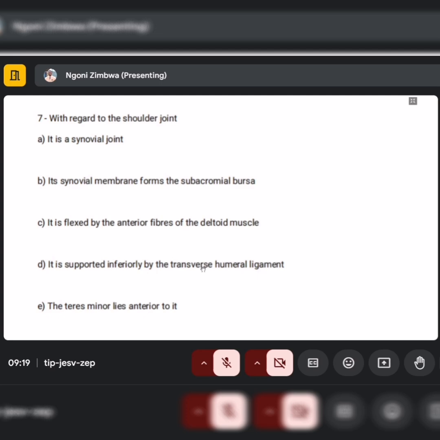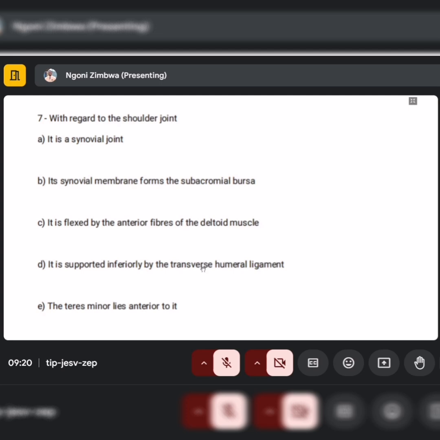D, it is supported inferiorly by the transverse humeral ligament. That is false. Inferiorly, it's always a must to know that the shoulder joint is deficient inferiorly. You understand? It's deficient inferiorly. That's why inferior dislocations are common. So this transverse humeral ligament, remember you have the bicipital or intertubercular sulcus, is the transverse ligament that converts that bicipital groove into a foramen for the long head of the biceps brachii.